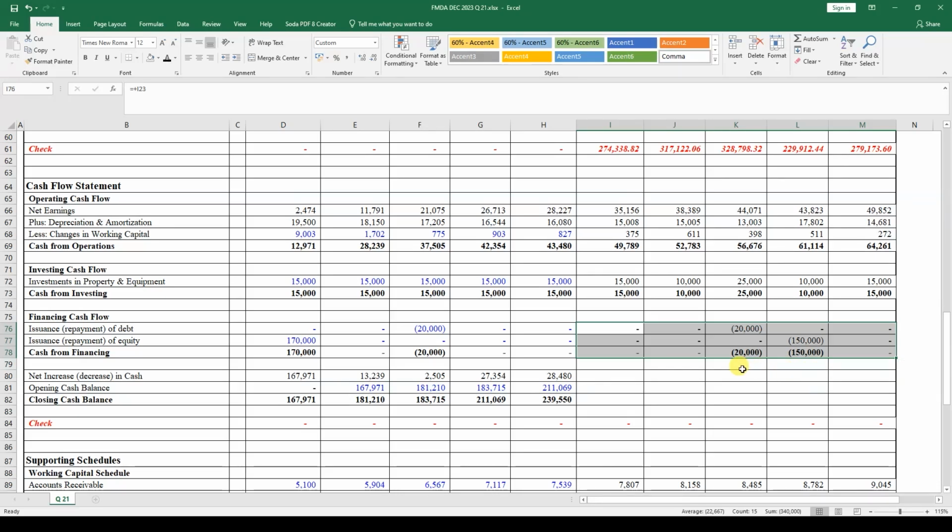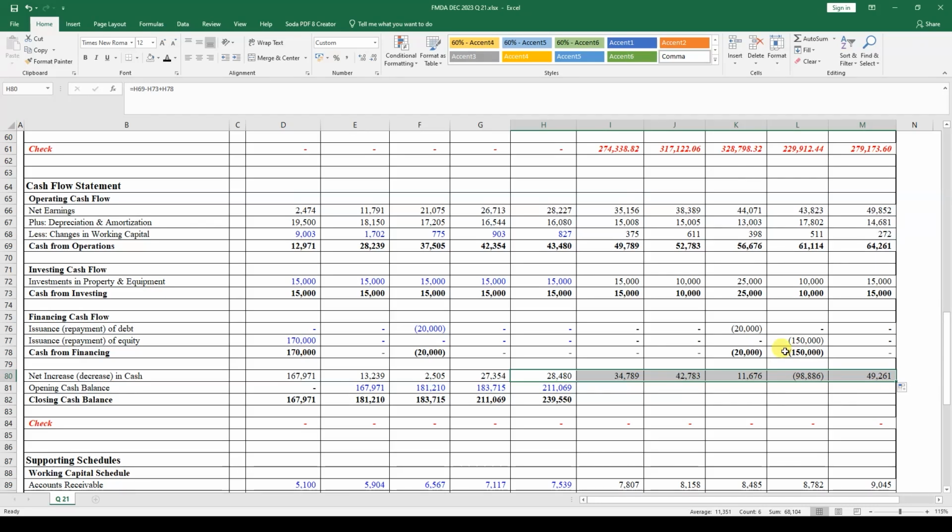The net increase or decrease in cash is a formula, because you can see it right above over here. We're going to add cash from operations. We subtract cash from investing, because that's money going out, and then we add cash from financing, so that we can be able to get the decrease or increase in cash. Drag that towards the right.